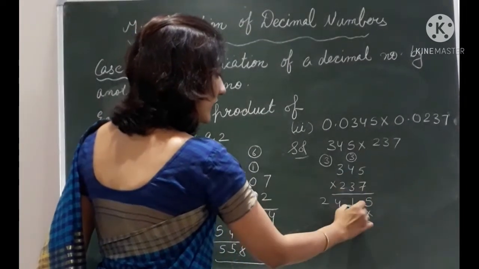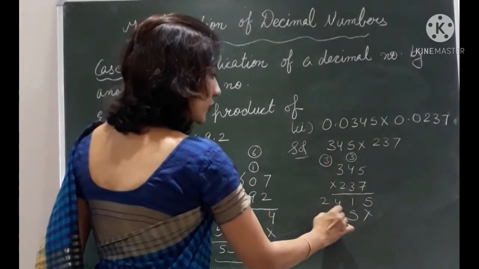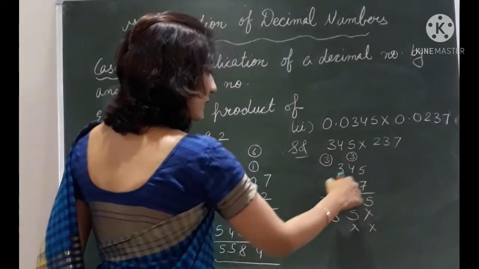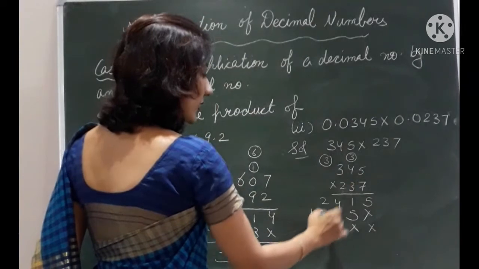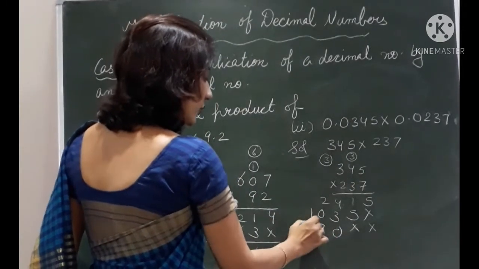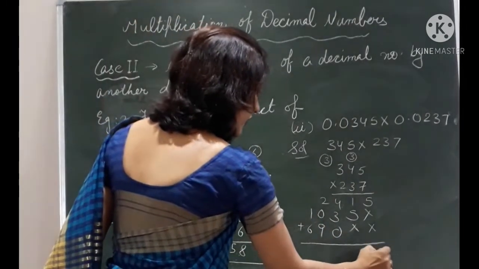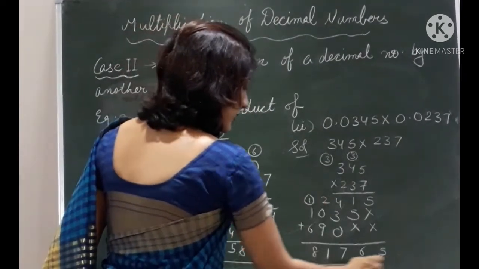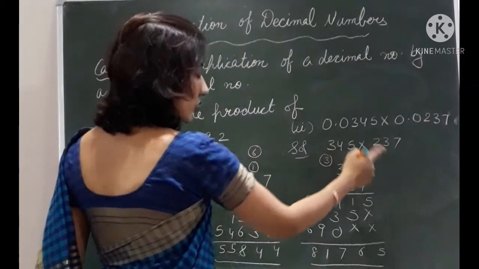Then 5 3s are 15, carry 1. 4 3s are 12, 13, carry 1. 3 3s are 9, 10. Then 5 2s are 10, carry 1. 4 2s are 8 and 1, 9. And 3 2s are 6. Add them, you get 81765. Now this is the multiplication of these two whole numbers.